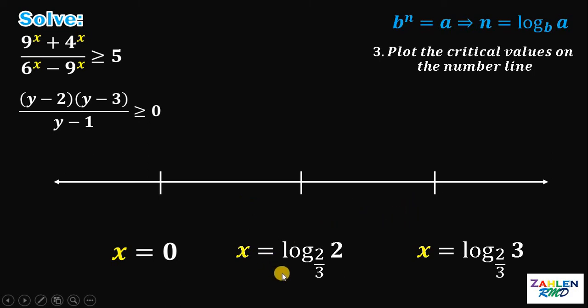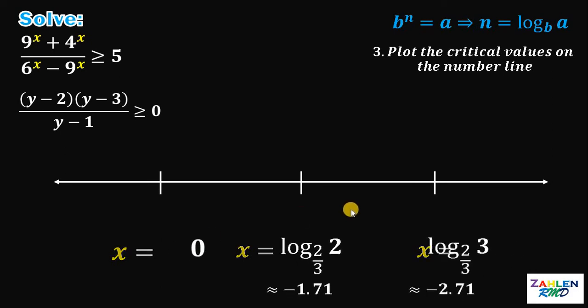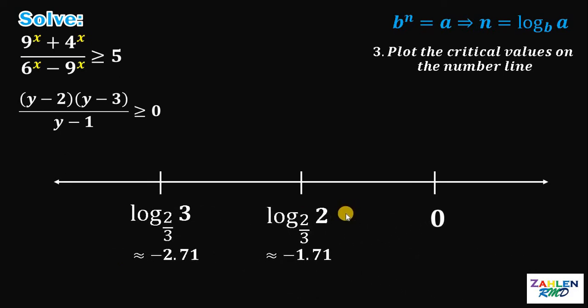Now, what is the equivalent value of logarithm of 2 to the base of 2 over 3? This is approximately equal to negative 1.71. While logarithm of 3 to the base of 2 over 3 is approximately equal to negative 2.71. Therefore, this is first, this is second, and x equal to 0 is the last. Now we're done in step number 3.